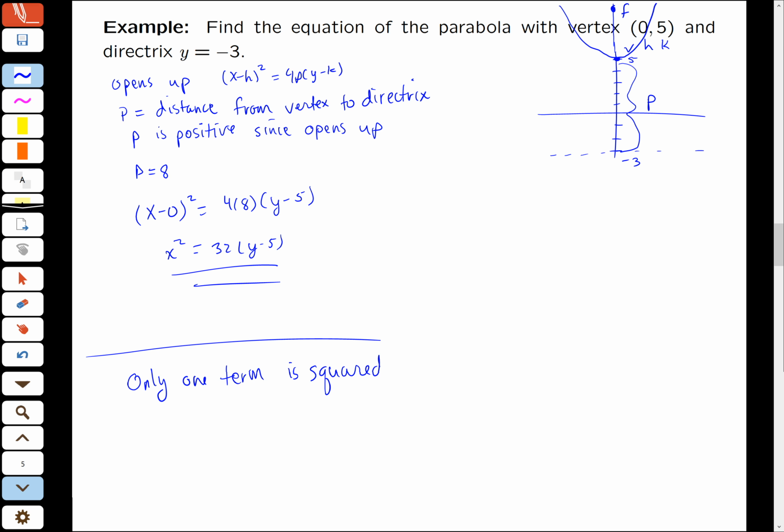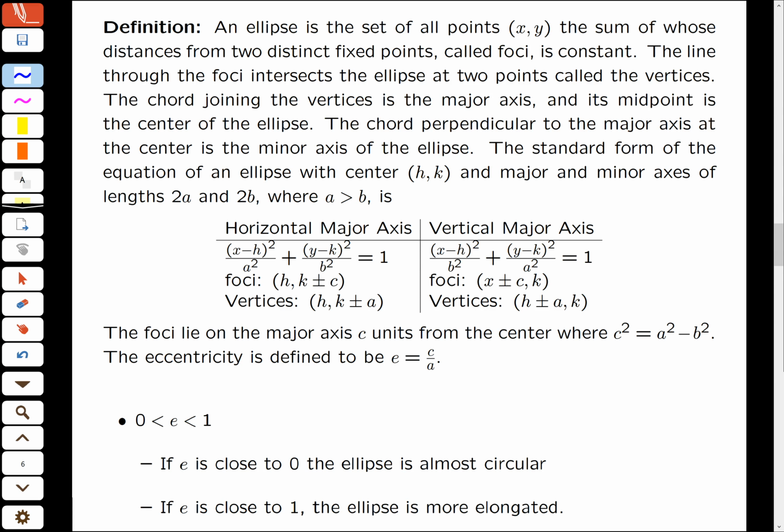Okay, let's carry on. Let's look at the definition of an ellipse. An ellipse is the set of all points (x, y), the sum of whose distances from two distinct fixed points called the foci is constant. The line through the foci intersects the ellipse at two points called the vertices. The chord joining the vertices is called the major axis. Its midpoint is the center of the ellipse. The chord perpendicular to the major axis at the center is called the minor axis.